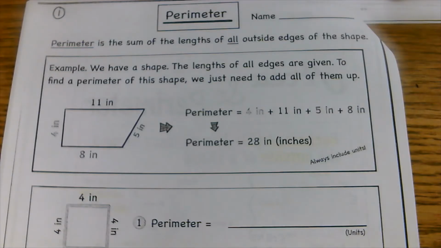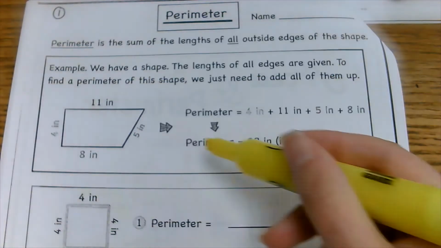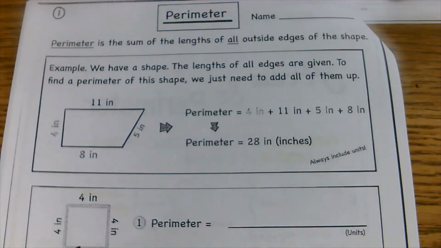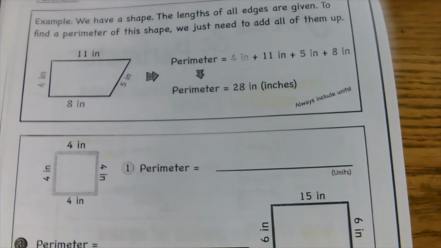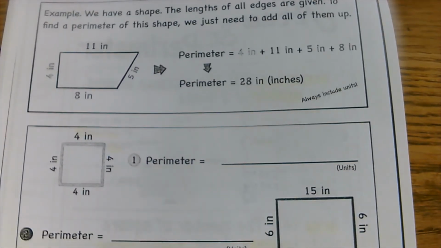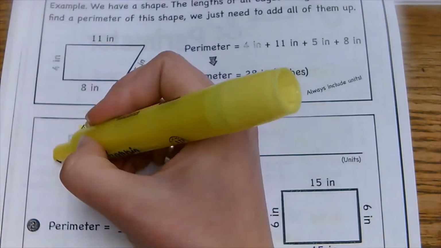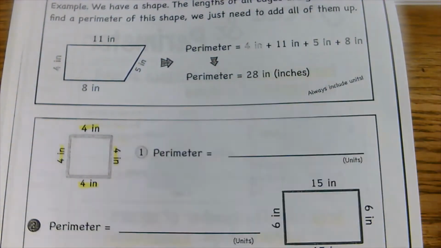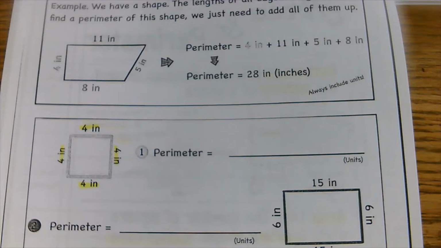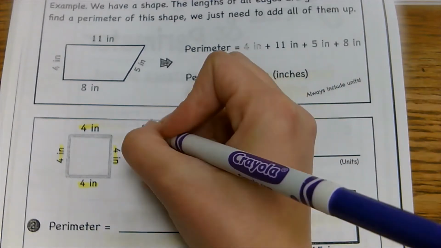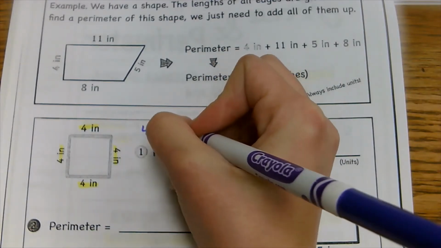On the next page, let's do some practice perimeter problems together. They have an example at the top too if you need to refer back to it. We're going to start here with number 1. It has a square, and it says that each side is 4 inches long on all 4 sides. And they want to know the perimeter. Perimeter, again, is all the sides added together from the outside. So it is 4 added up 4 times.